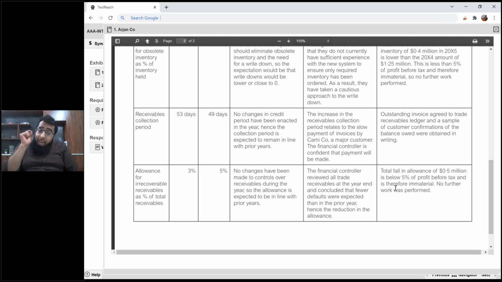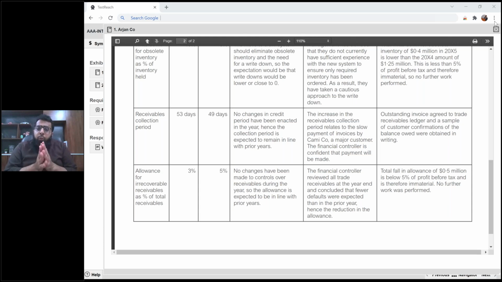This is again wrong. Until you perform the audit procedures, how will you verify what the correct allowance value is? For example, you perform the audit procedures and you find that the correct allowance value should be $10 million and they only recorded 0.5, then the misstatement would become material. What you need to understand is that materiality is on the misstatements.